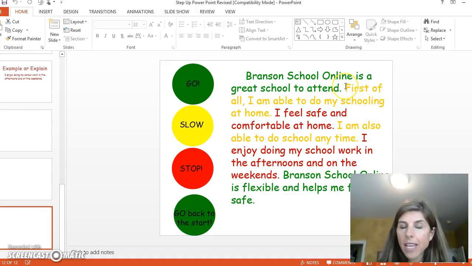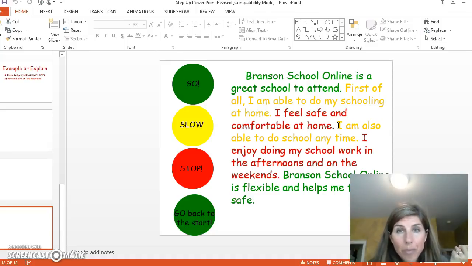So first, that's a time order word or a transition word. First, let's see if I have any more. Here we could put second, I'm also able to do schoolwork. So they're words that help you just organize, and a lot of times can introduce your yellow sentences. So you'll see that.